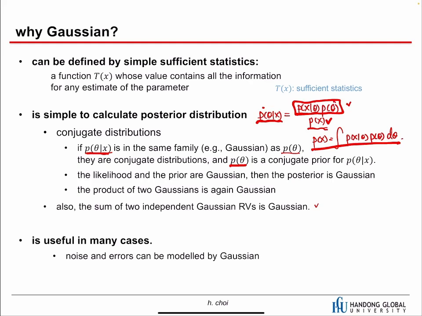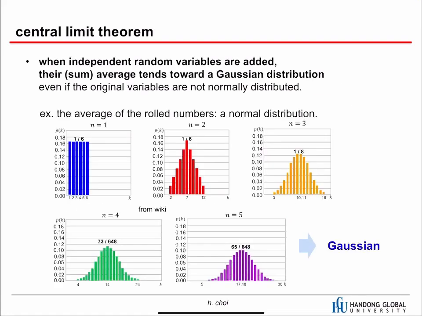And finally, Gaussian distribution is useful in many cases. For example, noise and errors can be modeled by Gaussian distribution. Most of the time we assume that the errors or noise are Gaussian. The central limit theorem talks about another good feature of Gaussian distribution. When independent random variables are added, their sum or average tends toward a Gaussian distribution, even if the original variables are not normally distributed.